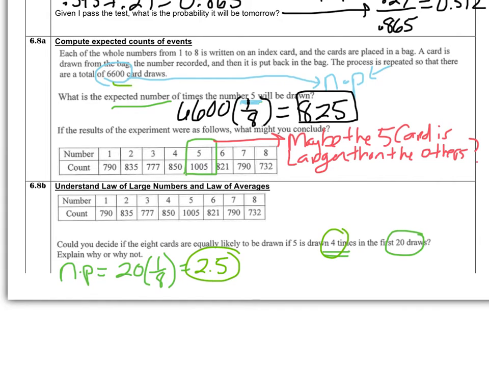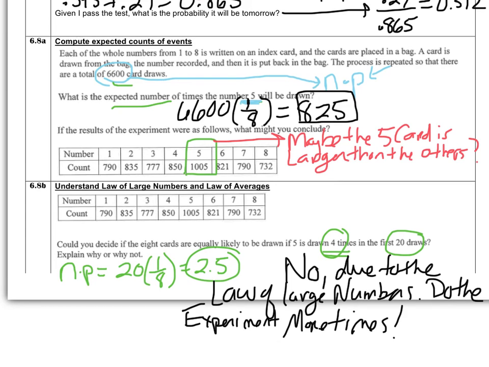Keep in mind, back in this problem, we did the experiment 6,600 times. Now we just did it 20 times. We're seeing a similar result in that the actual count is higher than what we expected, which is what we saw here. But keep in mind, we really have not hit the law of large numbers. And you would have to say here, no, we probably couldn't. We need to really be cautious, and due to the law of large numbers, we cannot make a conclusion that there's an issue with the 5 card. We really should do the experiment more times, something more similar to up here.